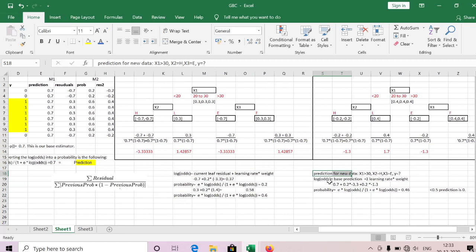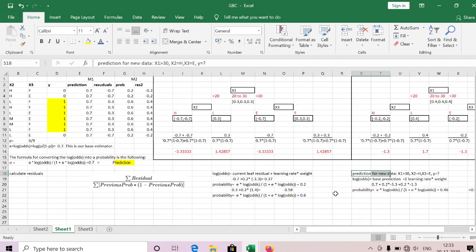First we need to calculate the log odds. This is my base prediction, 0.7. Then the model 1 learning rate, which is always constant, 0.2 everywhere. And the weight of the first model. Here, x1 is greater than 30, then I come to x3. If x3 is e, then we get minus 0.7, and what is my weight at this point? Minus 3.3.